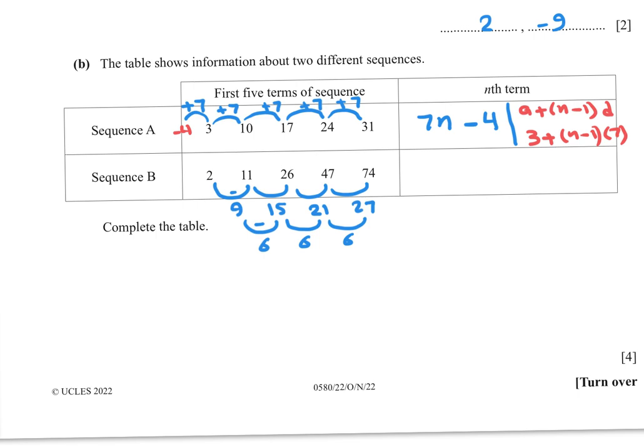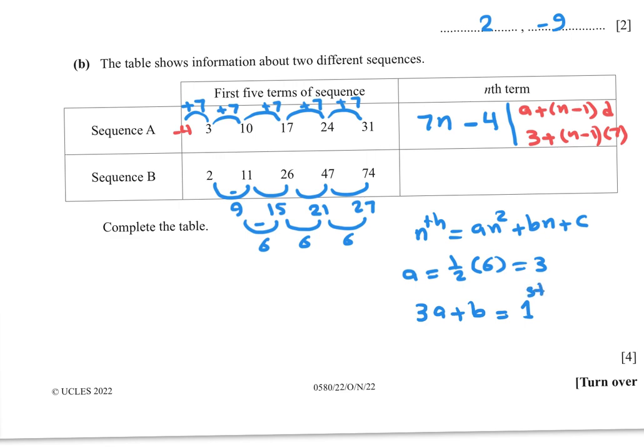For a quadratic sequence, the nth term is an squared plus bn plus c. How do we find a, b and c? A equals half the second difference. This is the second difference, so a equals half multiplied by 6, equals 3. For the second equation, you have to know that 3a plus b equals the first number in the first difference, which is 9. So 3a plus b equals 9. We have a equal to 3, so 3 multiplied by 3 equals 9, so 9 plus b equals 9, so now b equals 0.